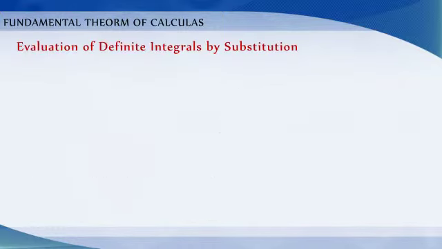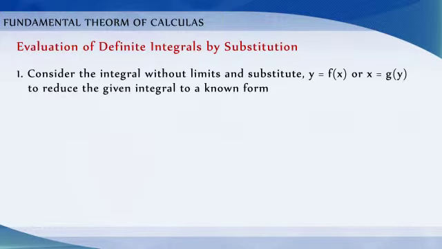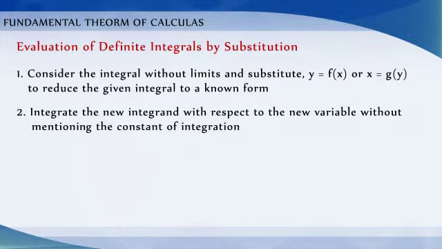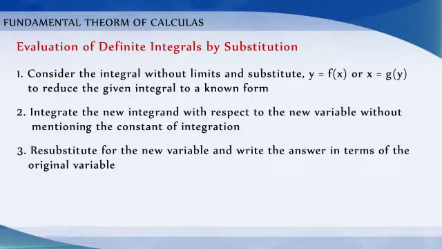Evaluation of definite integrals by substitution. Step 1. Consider the integral without limits and substitute y is equal to f of x or x is equal to g of y to reduce the given integral to a known form. Step 2. Integrate the new integrand with respect to the new variable without mentioning the constant of integration. Step 3. Resubstitute for the new variable and write the answer in terms of the original variable.